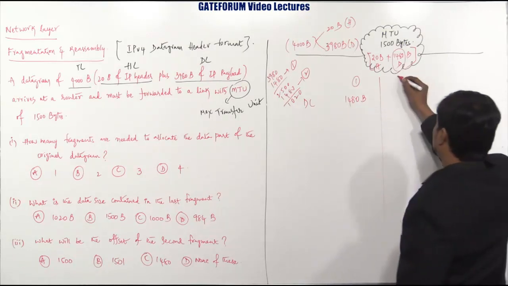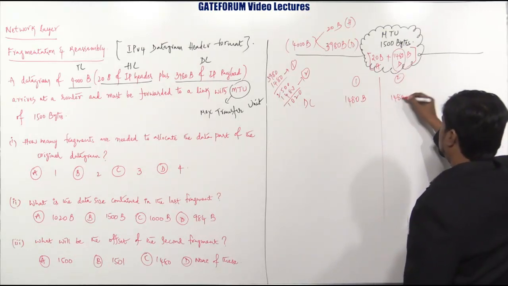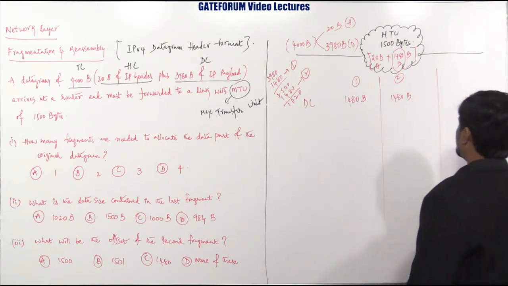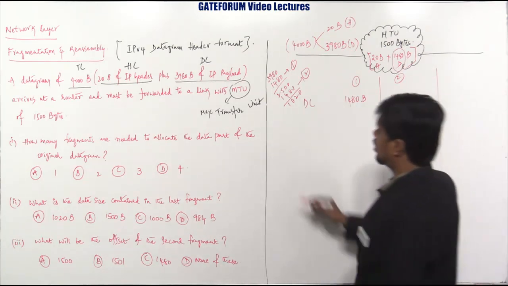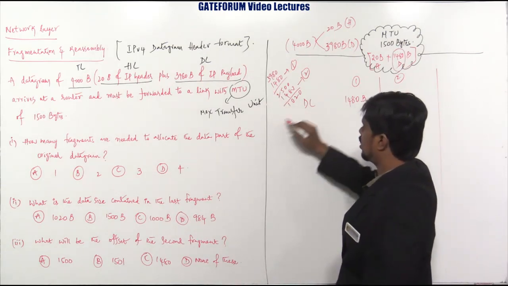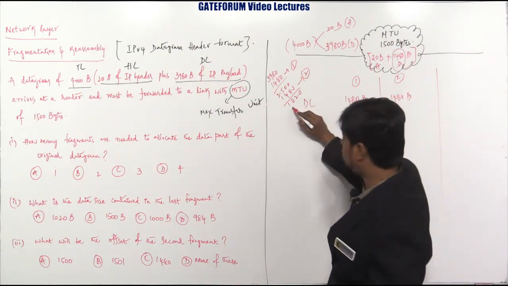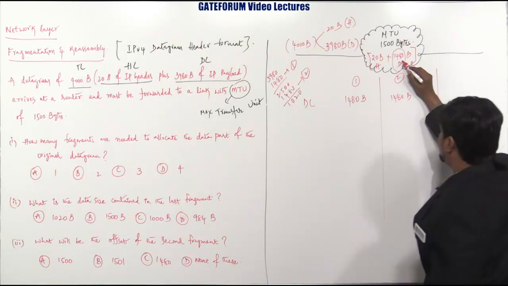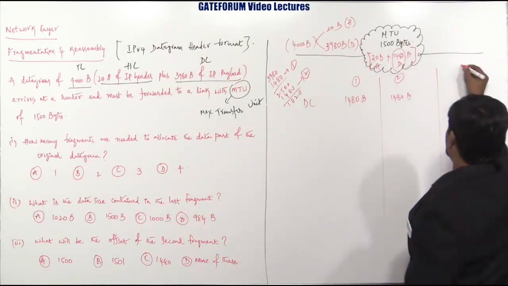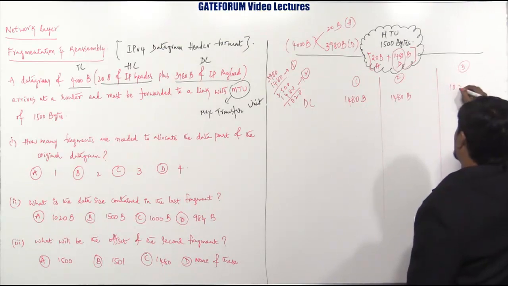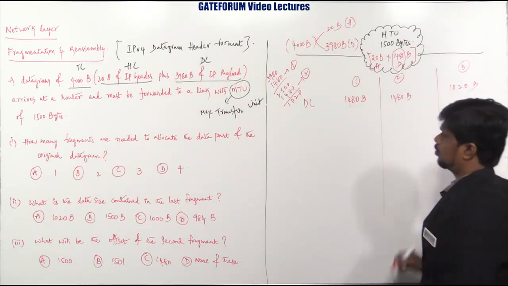So what is the second fragment here? That second fragment also has 1480 bytes of data. After creation of two fragments, the remaining data part is 1020, which is less than 1480, so it can be forwarded directly from here to here. So it means my third fragment's data part is 1020 bytes.